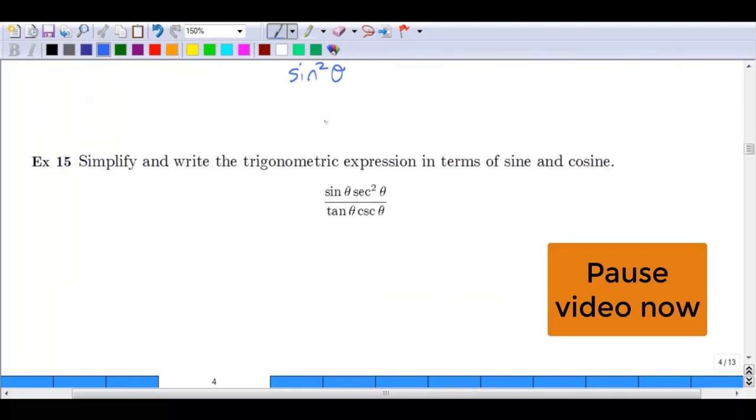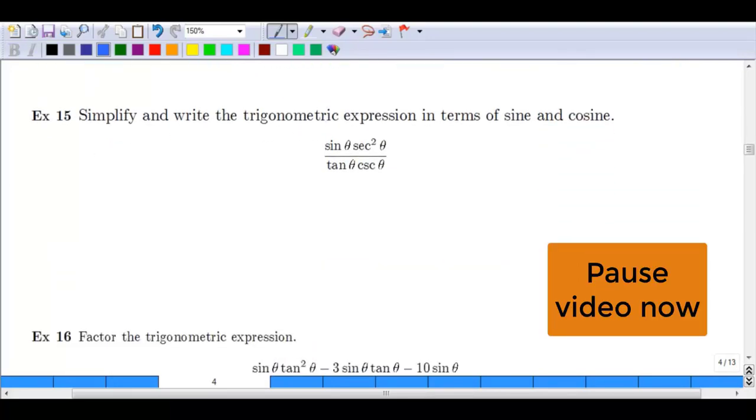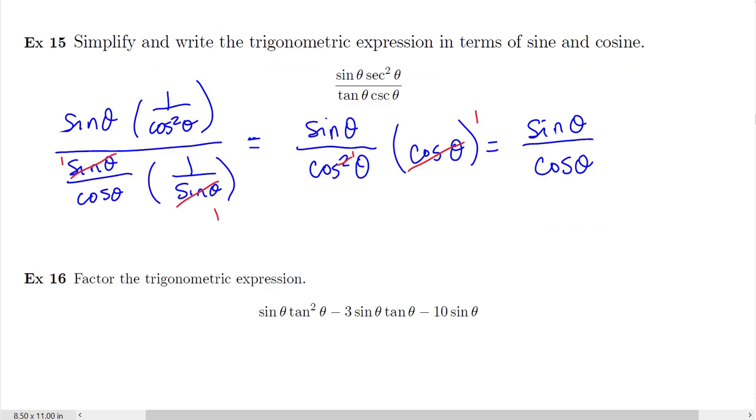So I want you to pause the video here and try example 15. So for this one, again, when you convert everything over to sine and cosine, sine is going to stay as is, secant will change to 1 over cosine, and again, that's squared. Tangent will convert to being sine over cosine, and cosecant will convert to being 1 over sine. And then you can simplify that denominator. Those signs in the denominator would divide to be 1.